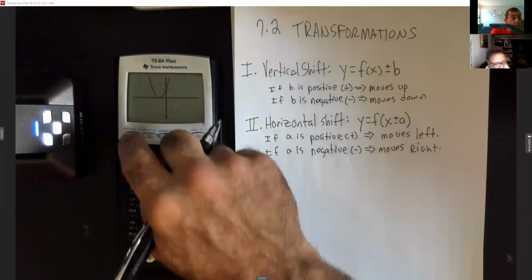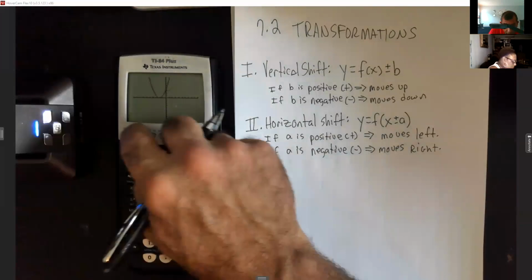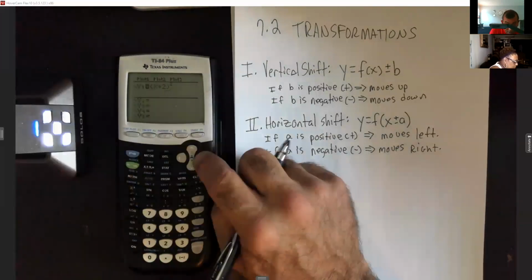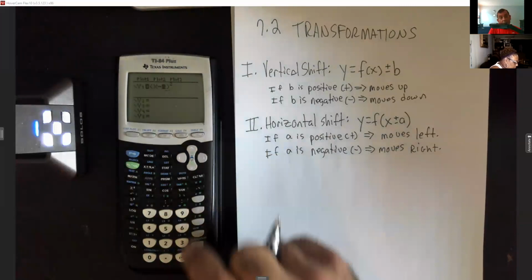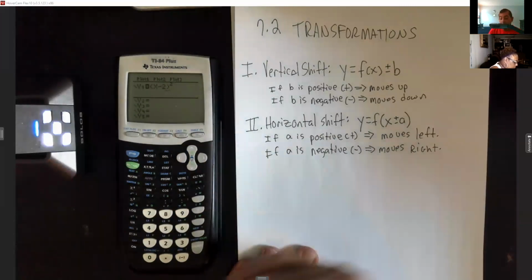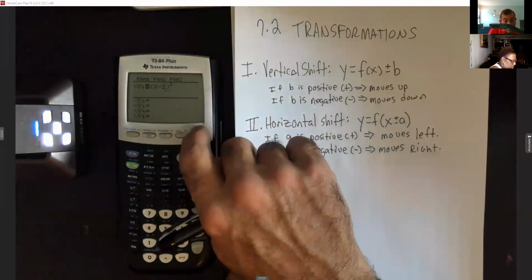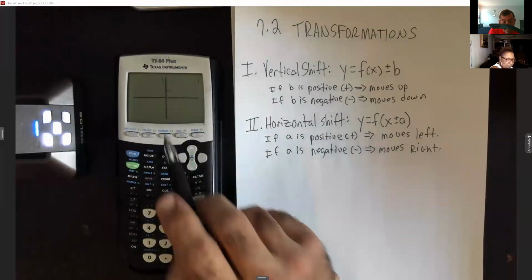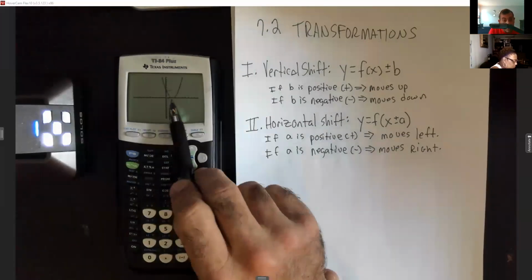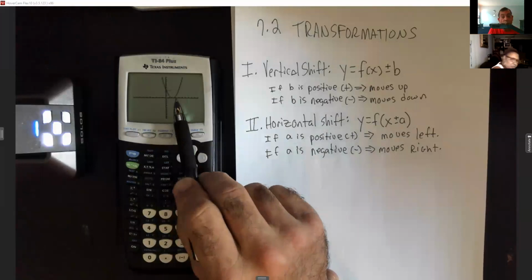Likewise, if I go to that graph and I make that 2 subtraction instead of addition, since I'm subtracting 2, it would move my graph right. So notice when I hit enter on that one, it was in the center for the basic graph, and now it did go right 2 units.